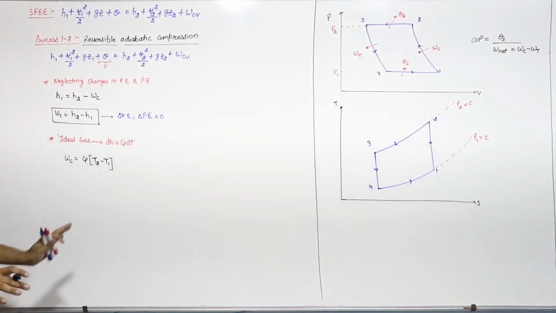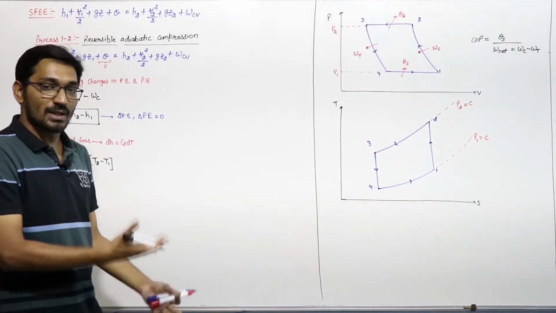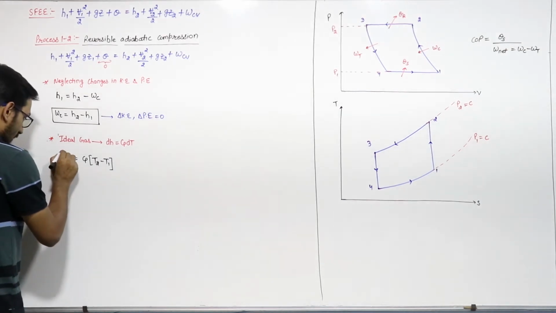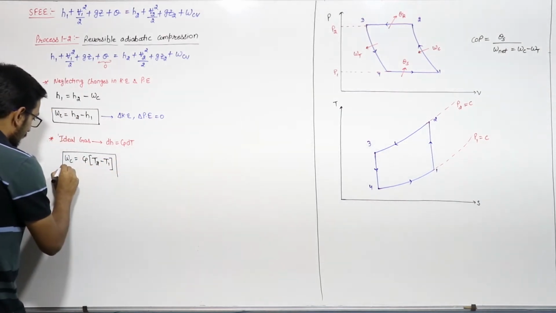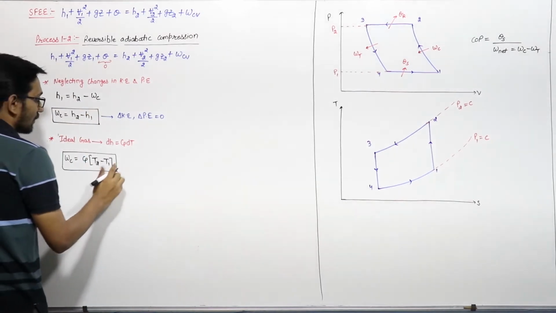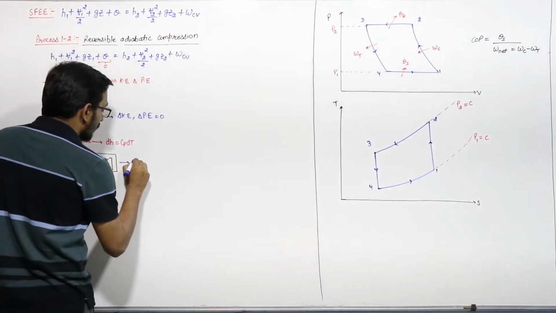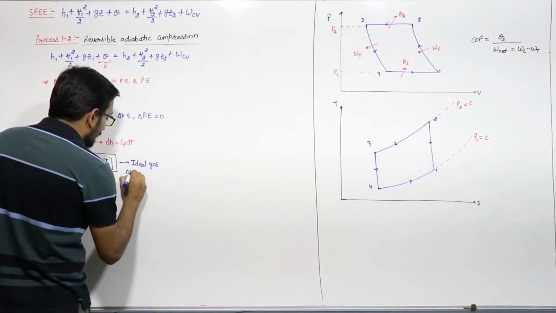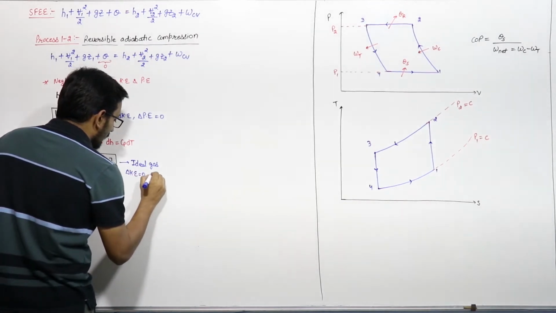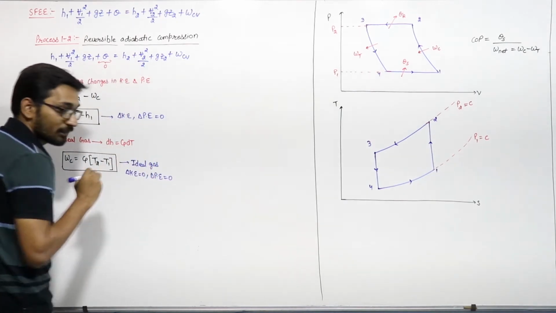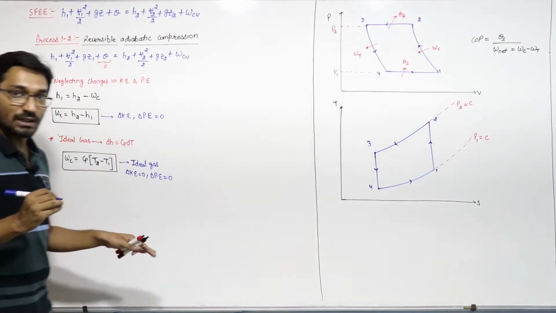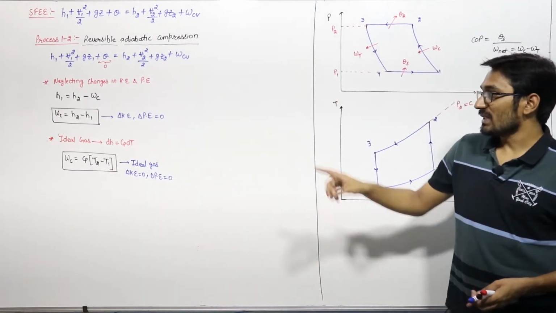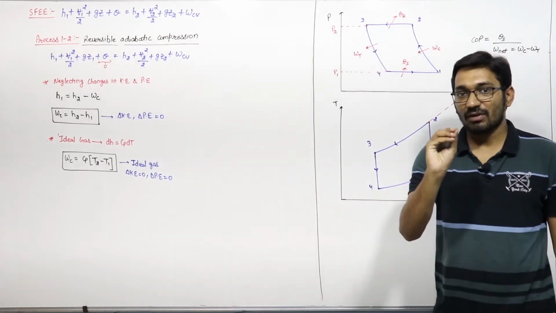Everything is going on per unit mass, right? If you want to find the total, then you have to multiply it with the mass of the refrigerant which is flowing. Now please pay attention. This formula is only valid for an ideal gas, with changes in kinetic energy 0 and changes in potential energy 0. The work consumed by the compressor, Cp into T2 minus T1, is only applicable for the ideal gas.